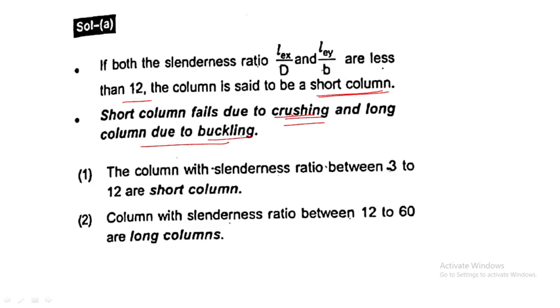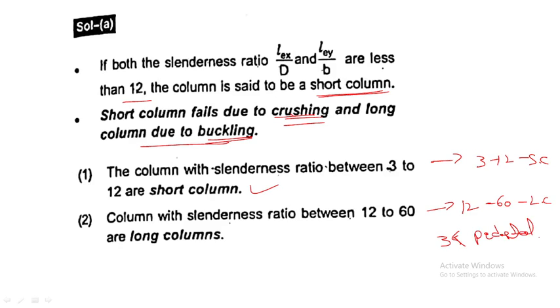Short columns fail due to crushing, long columns due to what? Buckling. A column with slenderness ratio between 3 to 12 is a short column. If it is 12 to 60, that is a long column. If it is less than or equal to 3, we can say that it is a pedestal.